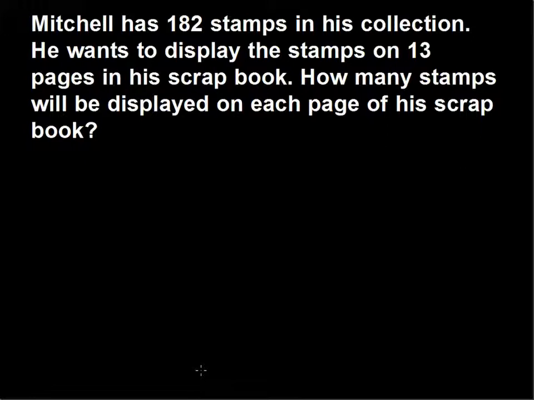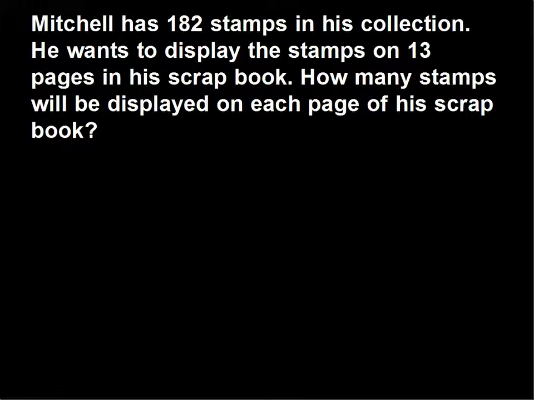It says Mitchell has 182 stamps in his collection. He wants to display the stamps on 13 pages in his scrapbook. How many stamps will be displayed on each page of his scrapbook? Now, we can apply different strategies to solve this problem. Some of the things that we know.